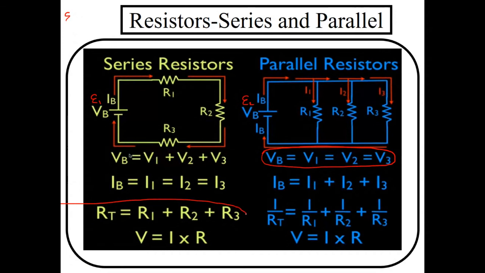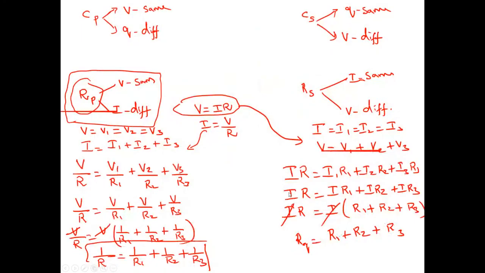My total resistance when connected in series, this will be the rule, and my total resistance if it is connected in parallel, this will be the rule. So we gave the same. This is for series resistance, this is for parallel. Both are exactly the same. Clear?